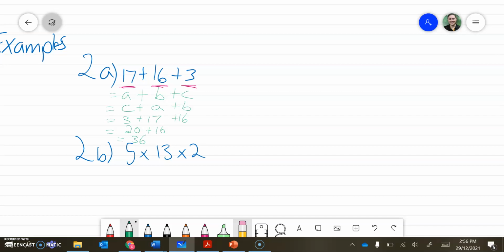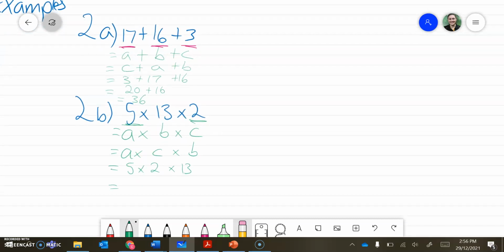Okay, and our last one here, again, we can say it's A times B times C. Looking at these values, straight away I can see I've got a 5 and a 2, and I know that when they're multiplied, that's going to make 10. So that's going to make it really easy for me to multiply by that third value. So what I'm going to do is A times C times B, which means I'm going to have 5 times 2 times 13, which is 10 times 13. So I'm going to have 130 as my solution.